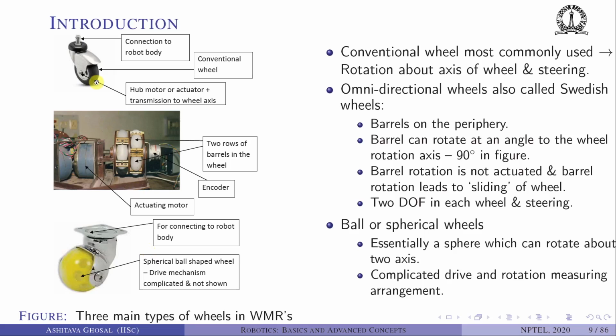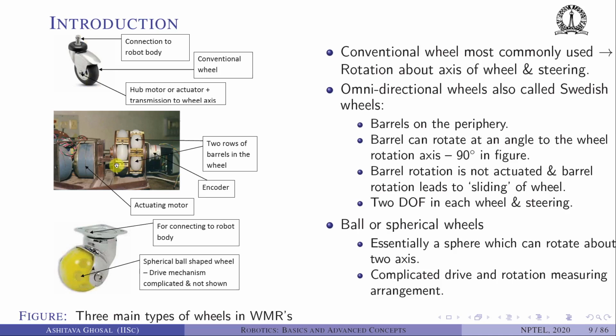So what is a conventional wheel? It is basically something very similar to a caster wheel. So this is the wheel, there is an axle, and then there could be a hub motor or a motor mounted somewhere which will transmit the motion to this wheel. This is a normal standard wheel which is used in most wheeled mobile robots. There is a connection point to the body. Conventional wheels are most commonly used. They can rotate about this wheel axis, and they can also be steered. The steering is from the body.